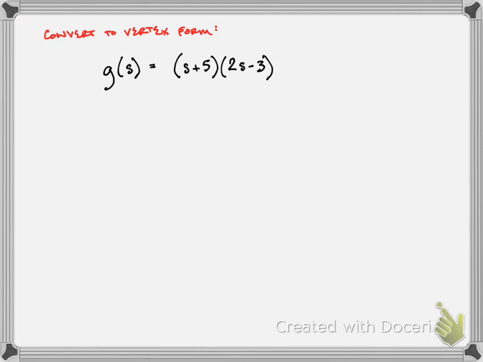Next example, we've been asked to convert to vertex form, but right now I have this thing in factored form. And so the first thing I'm going to do is expand in order to put it into standard form. So I get 2s squared, first times first, outside minus 3s plus 10s is plus 7s minus 15. Again, that's first, outside, inside, last.